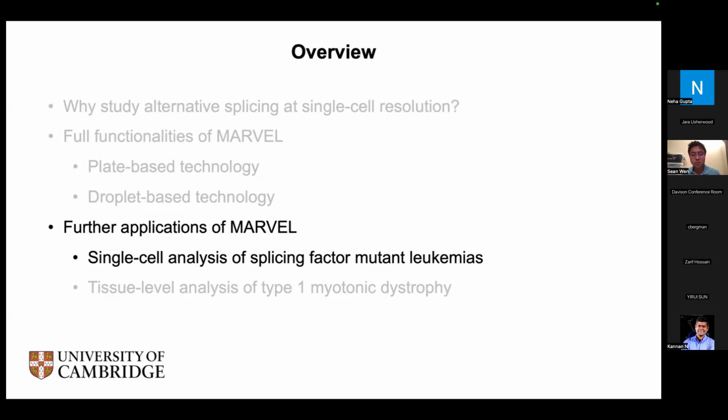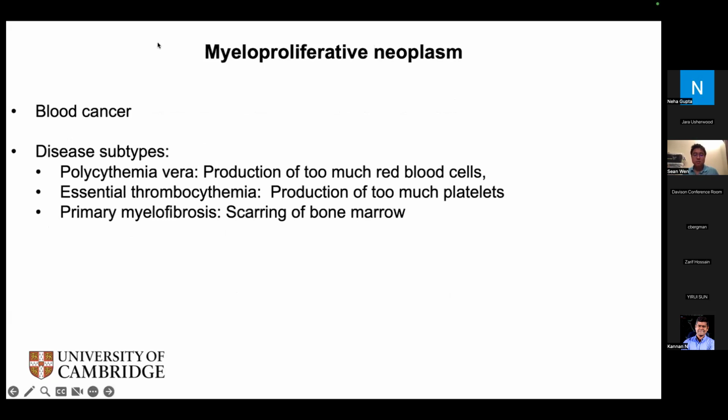So the first case study I'm going to show you is single-cell analysis of blood cancer patients with splicing factor mutations. The specific disease that I'm going to show you the application in is myeloproliferative neoplasm. Myeloproliferative neoplasm, or MPN for short, is a kind of blood cancer. And this particular blood cancer has three main subtypes. The first subtype is where the patient produces too many red blood cells. The second subtype is when the patients produce too many platelets. And the third subtype is when you start to observe some fibrotic tissue in the bone marrow.